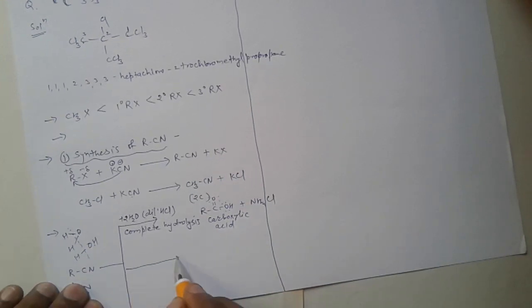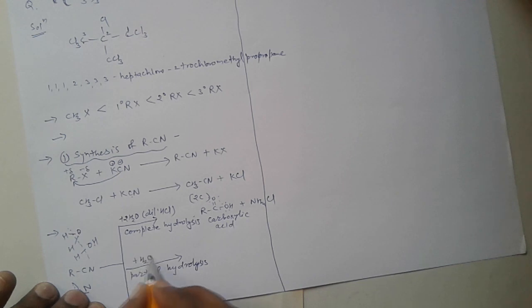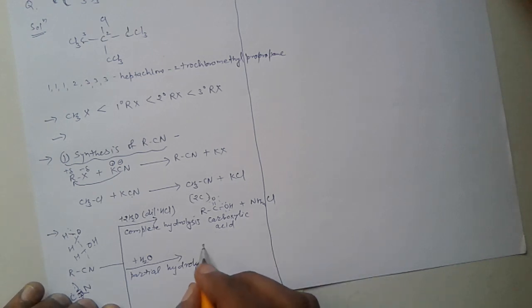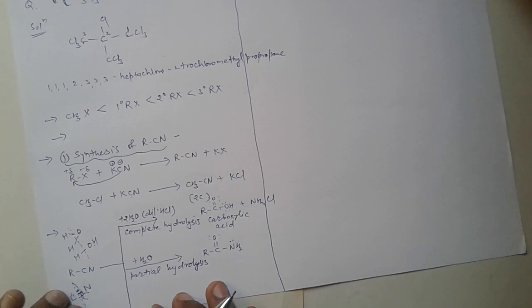In this next reaction, partial hydrolysis. Partial hydrolysis of alkyl cyanide means one water molecule is consumed here, then alkanamide, or we can say amide, is formed in this reaction.